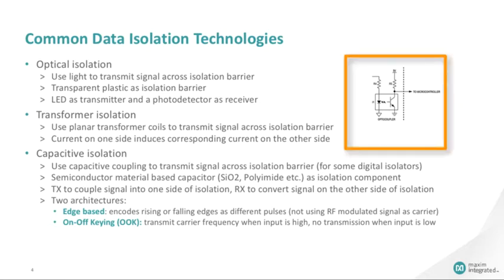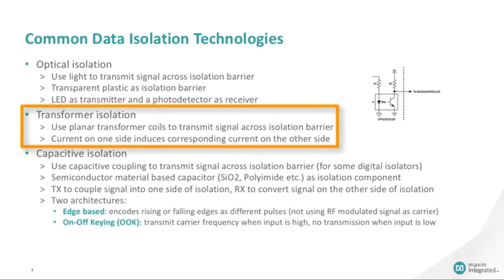Optical isolation uses light to transmit information across the barrier. Typically, a light-emitting diode, LED, transmits information to a light-sensitive receiver, for example, a transistor. Transformer isolation technology uses the inductive characteristics of transformer coils to transmit a signal across the isolation barrier.